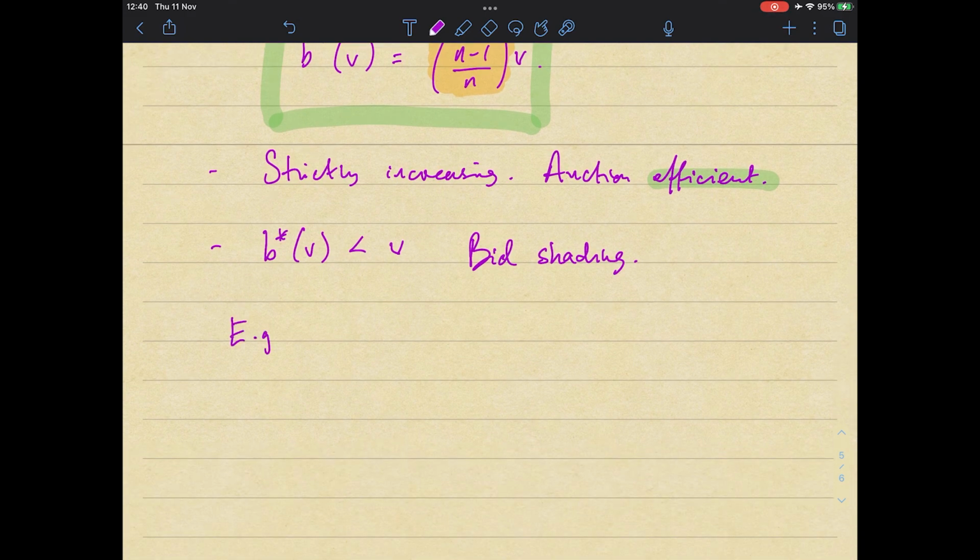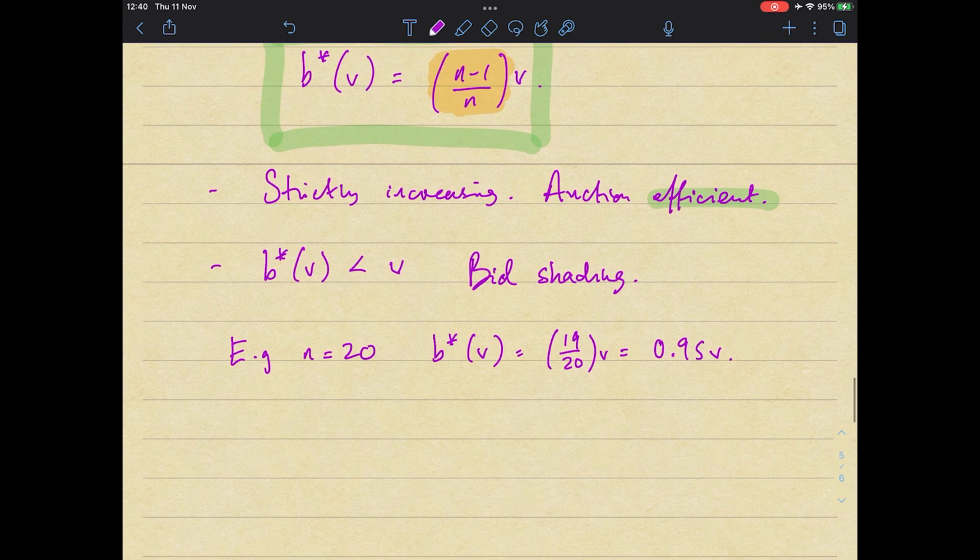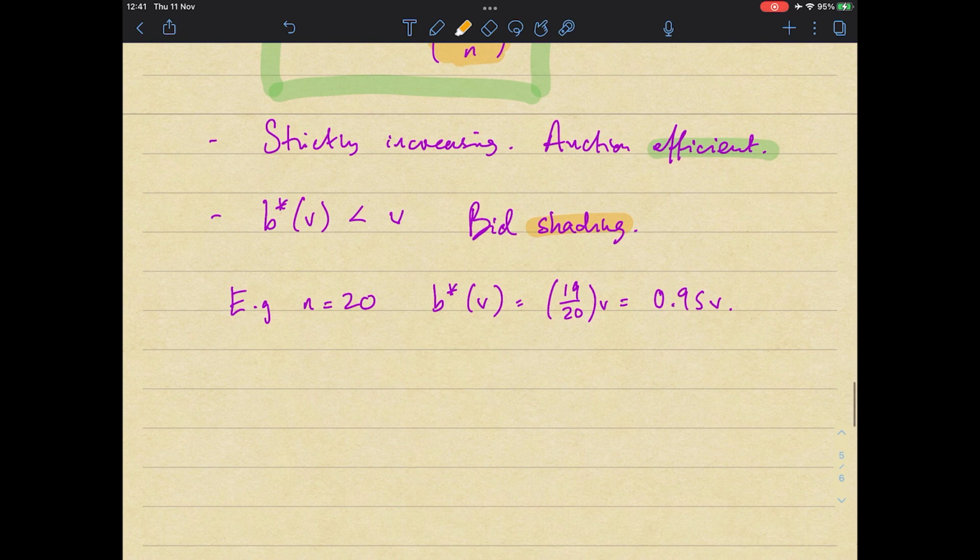So for example, if we have 20 players in the auction, my equilibrium bid would be to take my value and multiply it by 19 over 20, which is 0.95. So I would bid only 95% of my value. You could say that I have shaded my bid by 5%. So that's a feature of first price sealed bid auctions in equilibrium. They're efficient, but people shade their bids.